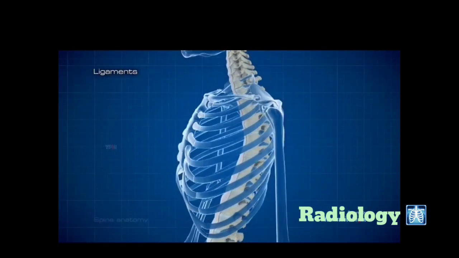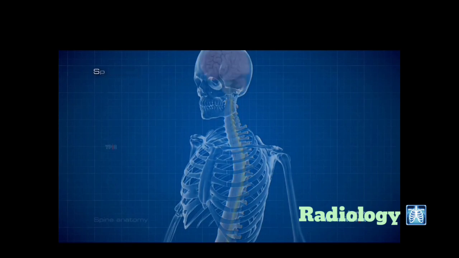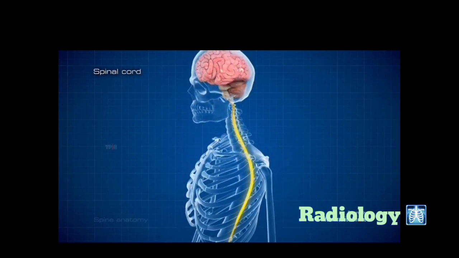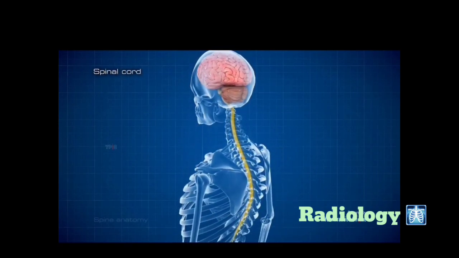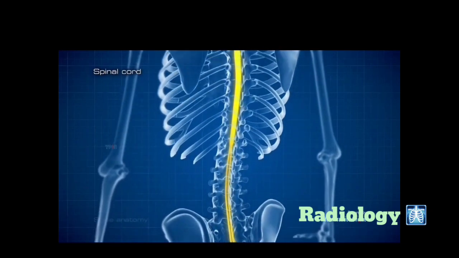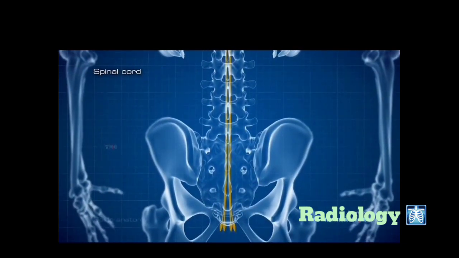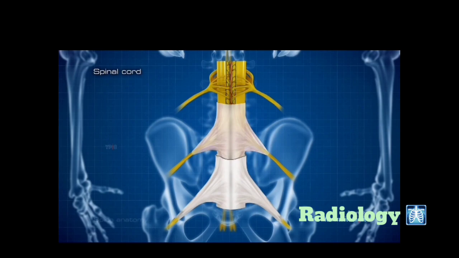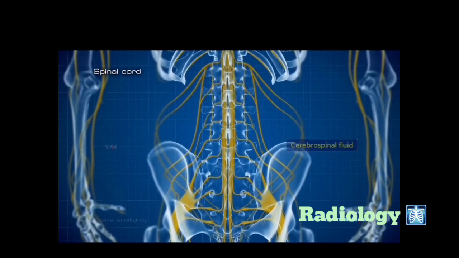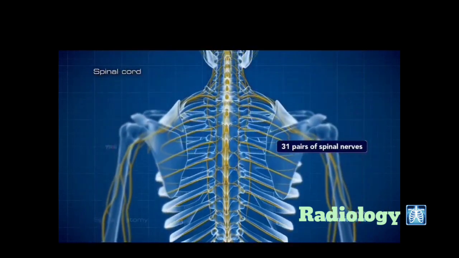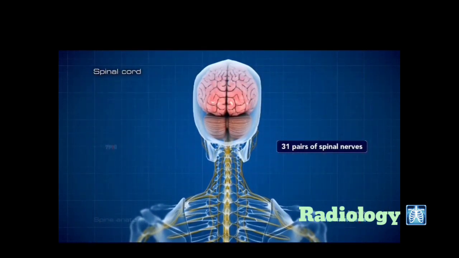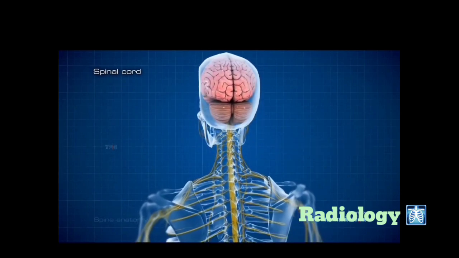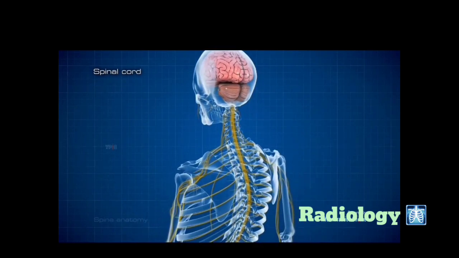Spinal cord. The spinal cord originates from the brain and extends through the base of the skull to the lower back through the spinal canal. It is covered by 3 membranes called meninges. Spaces between these membranes are filled with cerebrospinal fluid. There are 31 pairs of spinal nerves that originate from the spinal cord. These nerves carry all the information from the body to the brain, controlling sensation and movement.